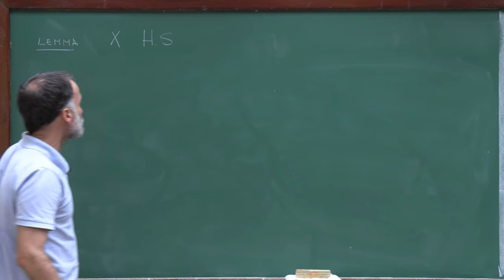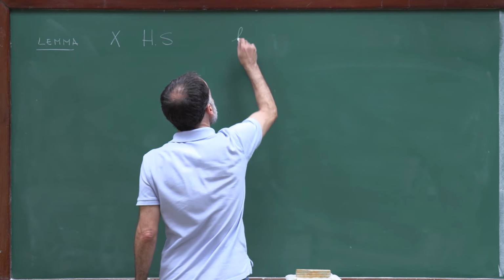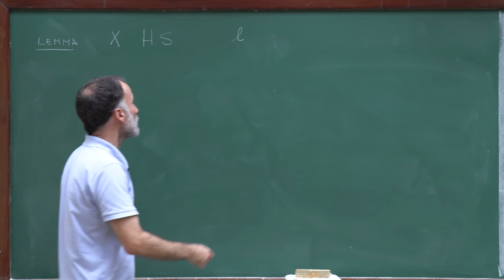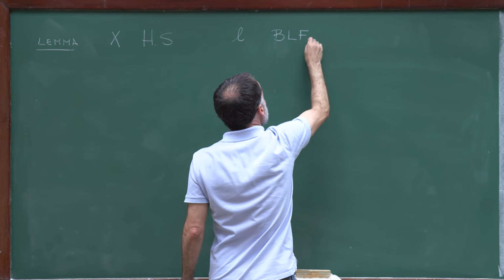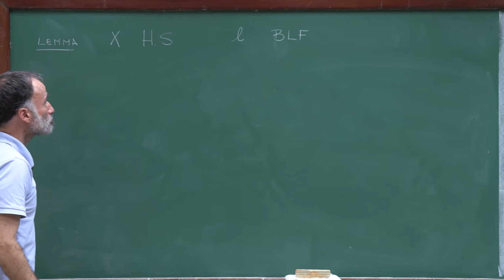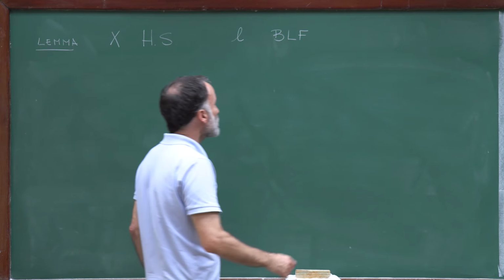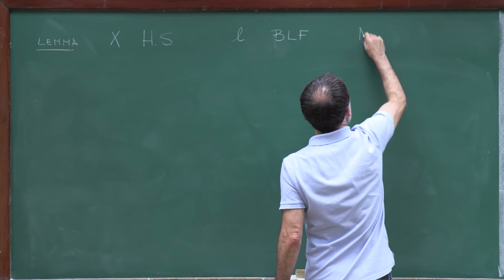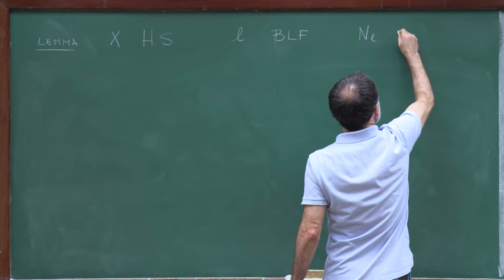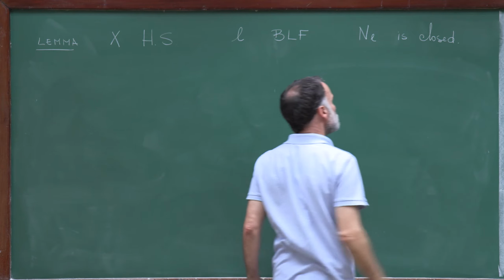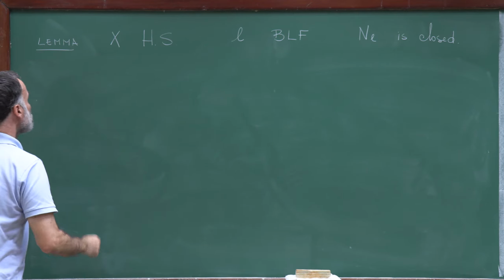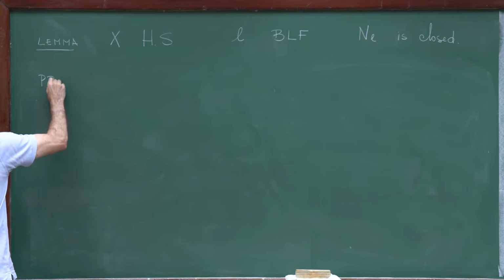So here is a third property that we'll need in the proof of the theorem. I take again L, a bounded linear functional on a Hilbert space X, and what I claim is that the null space N of L is closed. And the proof is very simple.